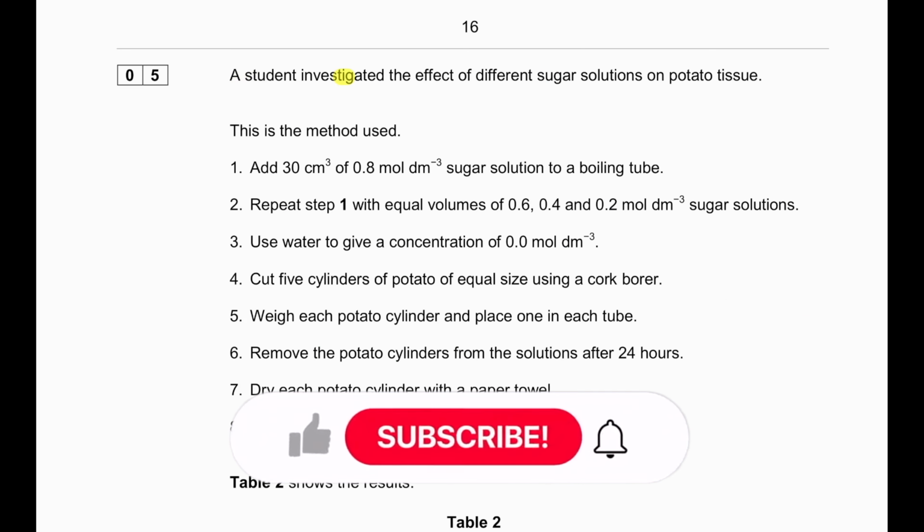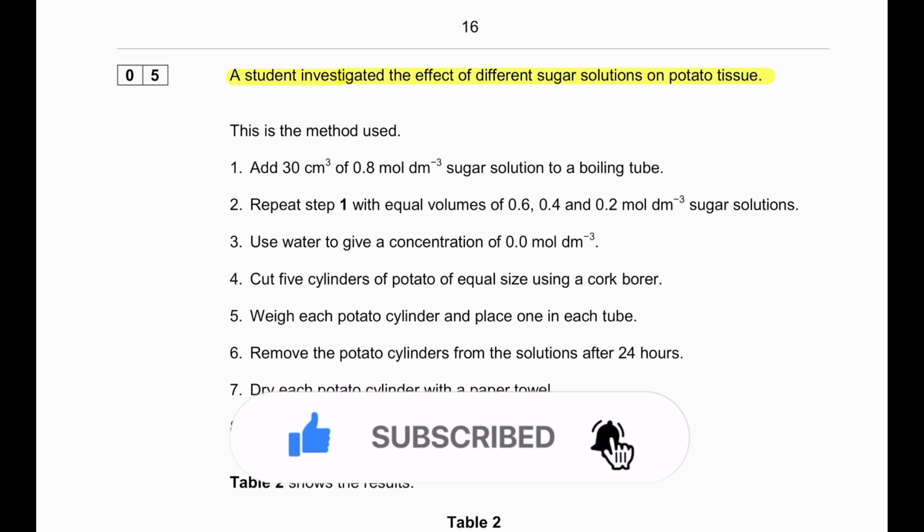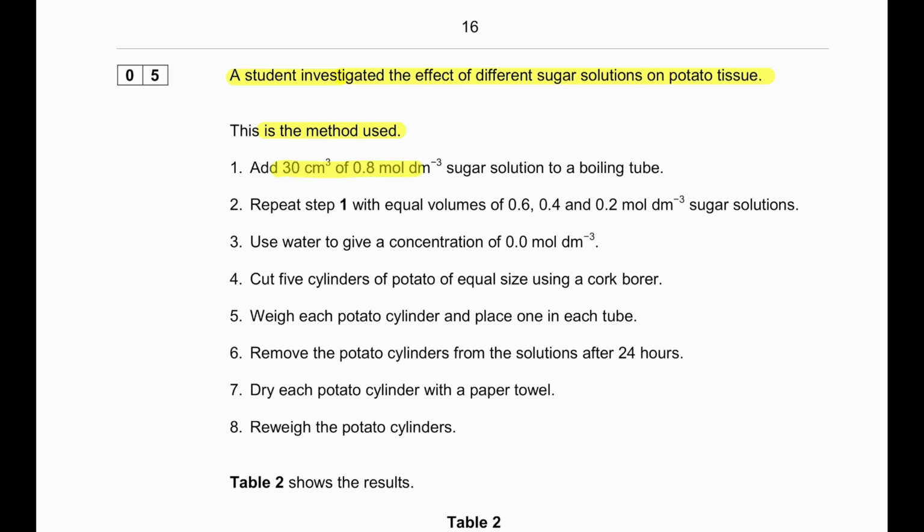A student investigated the effect of different sugar solutions on a potato tissue. This is the method used. 30 cm³ of 0.8 mol per dm³ sugar solution is added to a boiling tube. Repeat step 1 with equal volumes of 0.64 and 0.2 mol per dm³ sugar solutions. Then use water to give a concentration of 0.0 mol per dm³. So we can see this is the control.